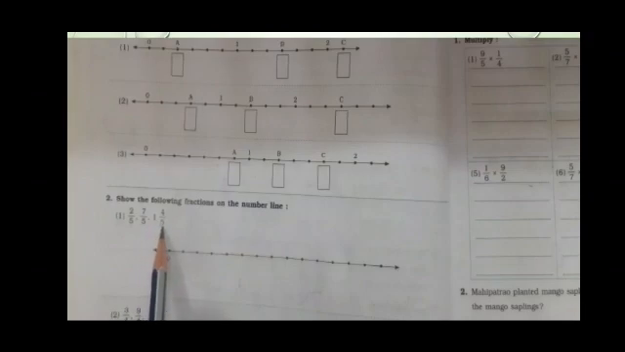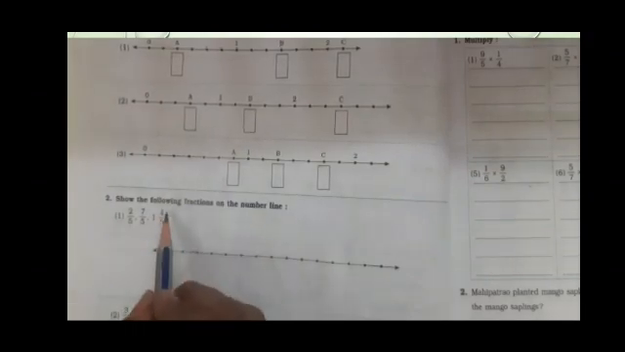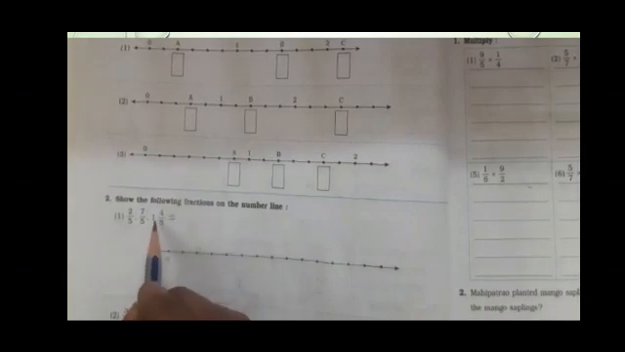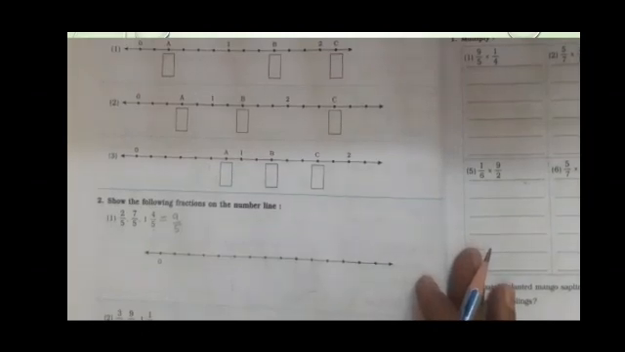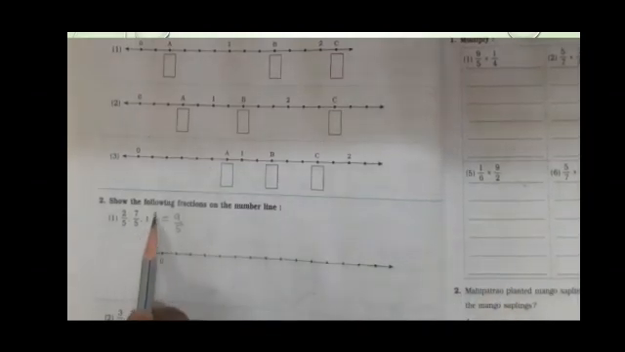Now 1 4 by 5, if you want, you can convert into an improper fraction. By converting, 1 times 5 is 5 plus 4, so it is 9 by 5. So you can show 9 by 5 on the number line. If you don't want to convert, what can you do? See, it is 1 4 by 5.